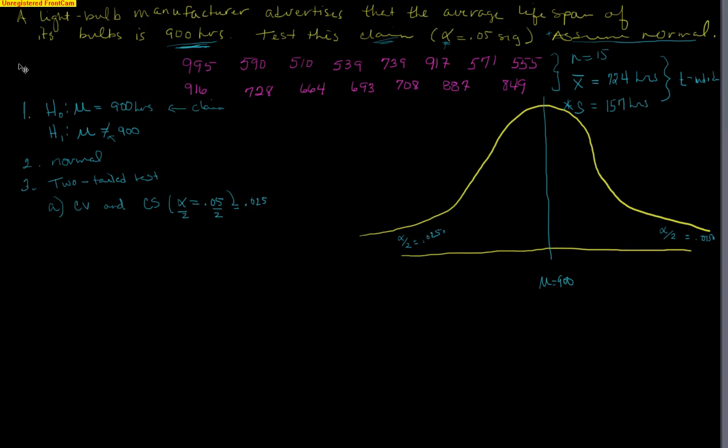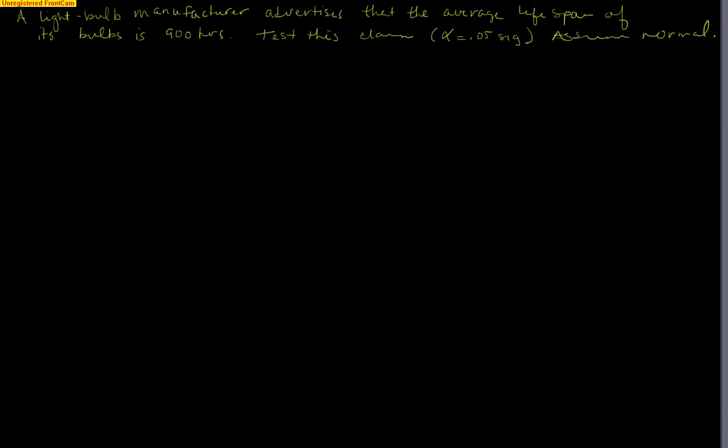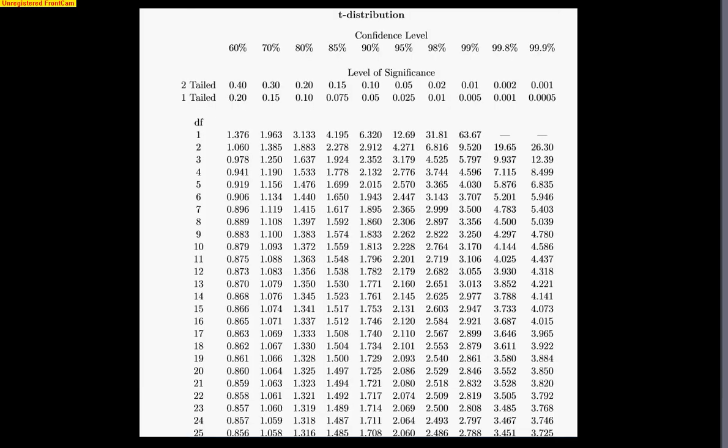Remember, when using the T table, we do have to look at the degrees of freedom. The degrees of freedom is always n minus 1. For this problem, n is 15. We have 15 pieces of data, so our degrees of freedom is equal to 14. So let's close this out, and we will open up our T table, and let's go ahead and find that.